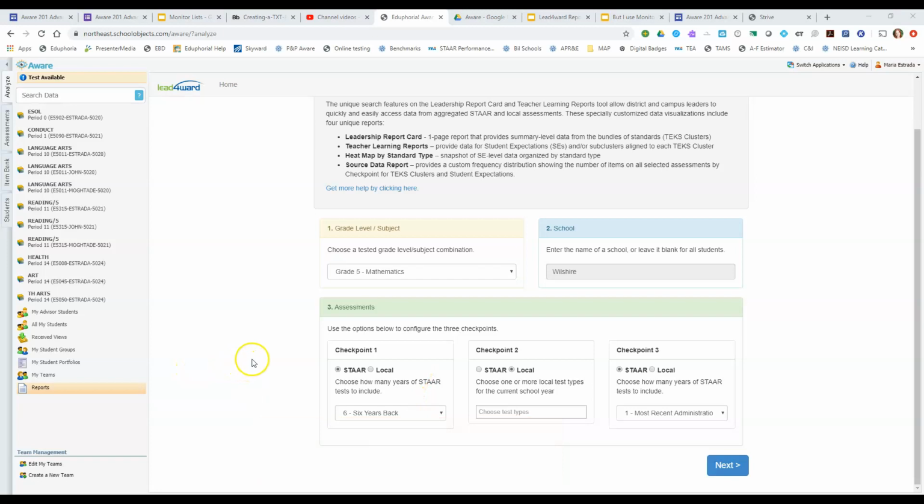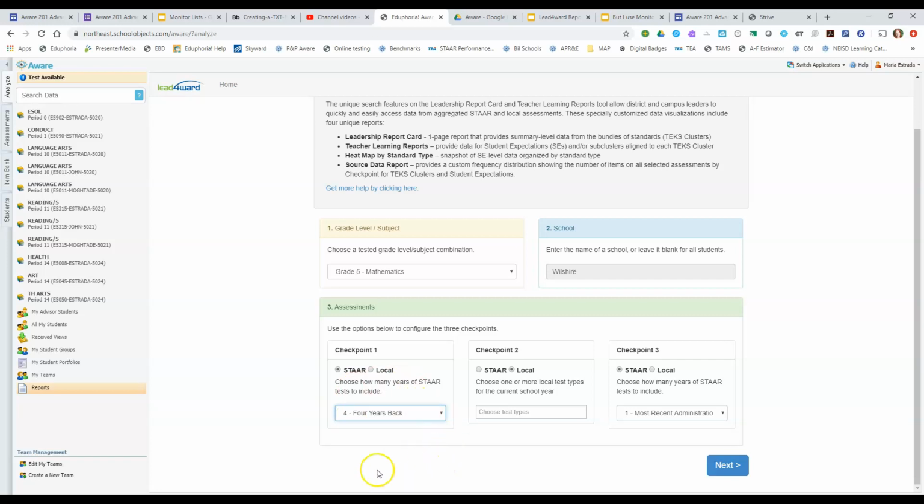Okay, so thinking about what kind of data to put into these checkpoints, you can do any combination of STAR or local assessments. It can be all STAR, it can be all local. It truly depends on what kind of information you're trying to get. I like to, at the very least, start with STAR tests, historical STAR test data as my first checkpoint. And depending on how many years of data you have on your students, maybe for the particular level number of years the TEKS have been around, you may do a different number on here, but I'm going to go ahead and do 4 years back.